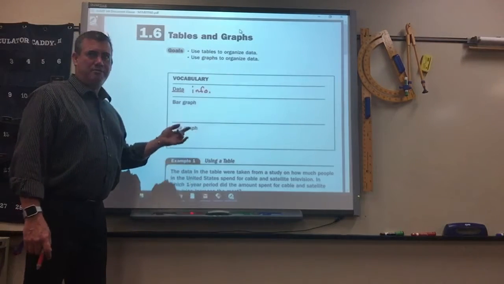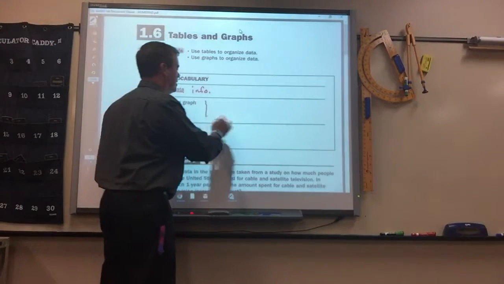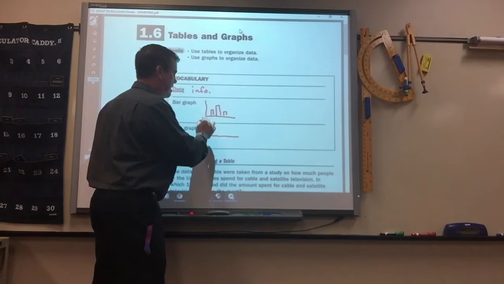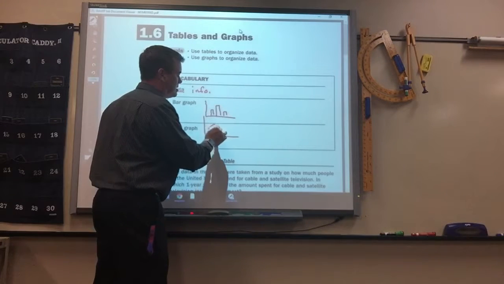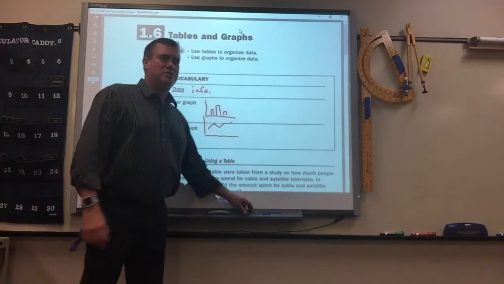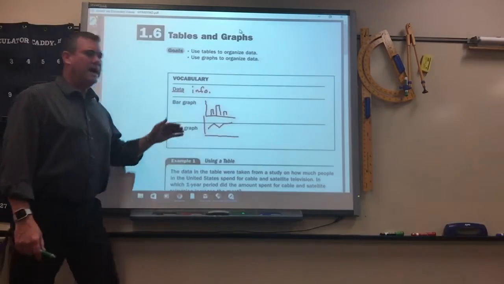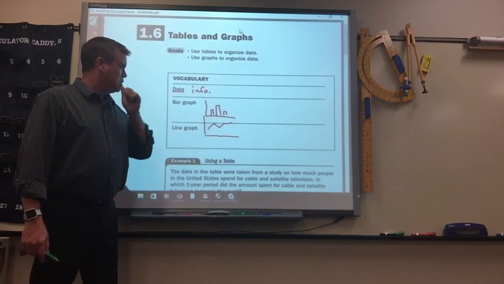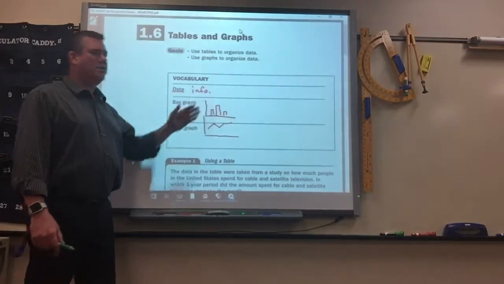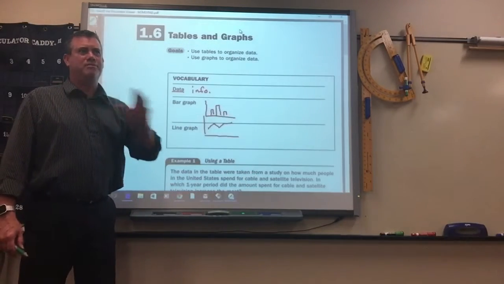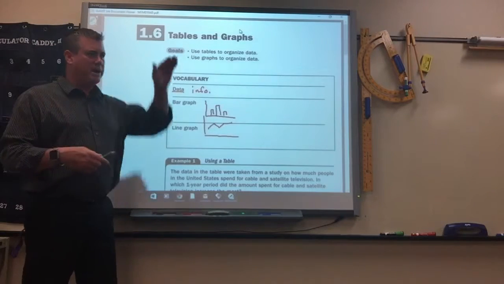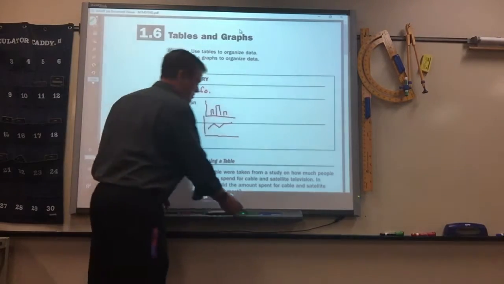I think everyone knows the difference, right? Bar graph obviously has bars. A line graph has dots with lines connected to it. Now, to decide which is used for what, a line graph is usually used over time to show whether something goes up or down. A bar graph compares different types of things to each other. Does that make sense? So a line graph is over time, a bar graph compares different things.